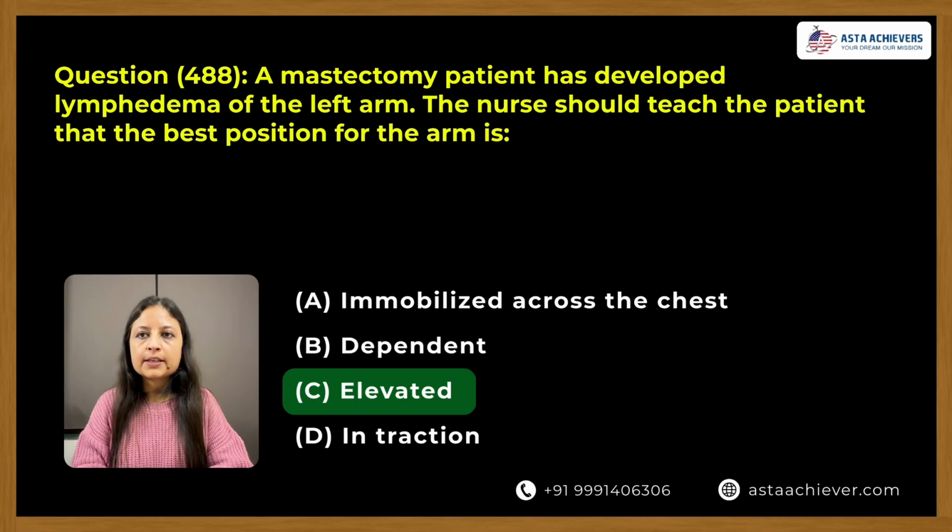Question number 488. A mastectomy patient has developed lymphedema of the left arm. The nurse should teach the patient that the best position for the arm is option A, immobilized across the chest. Option B, dependent. Option C, elevated. And option D, abduction. So option C, elevated, is the correct answer.